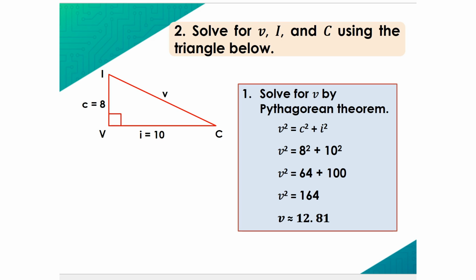Substitute c with 8 and I with 10. If we square 8, we get 64, and the square of 10 is 100. The sum of 64 and 100 is 164. Get the square root of 164, and that will give us 12.81.